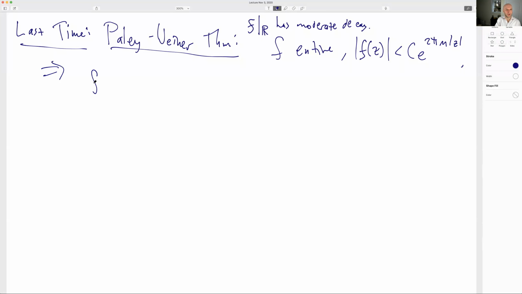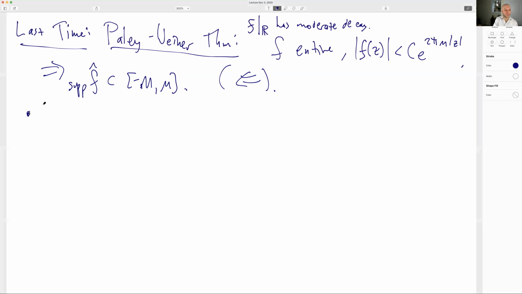Then the Fourier transform has support inside minus m, m, right? And the converse is easy. So it's an if and only if. If the Fourier transform has compact support, then you invert the Fourier transform, and it's easy to show it grows at worst exponentially with that exponent m and is an entire function. That part's easy. The hard part is, how do you force a function's Fourier transform to be zero, right? Okay, and just a reminder of the proof.